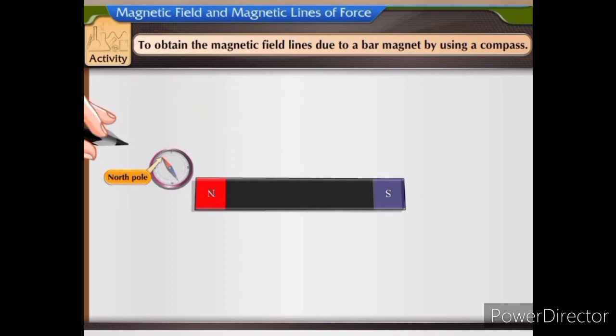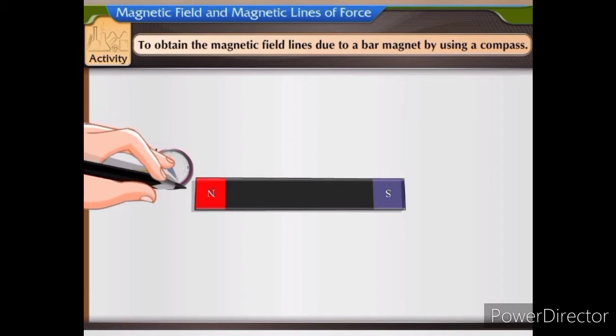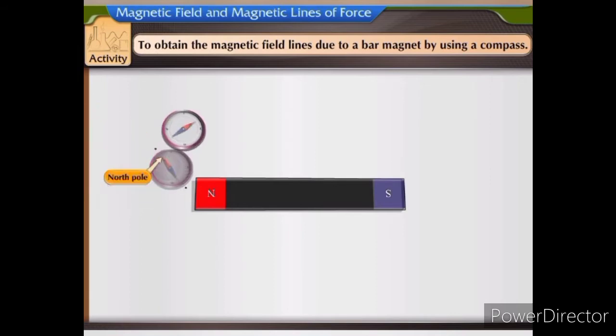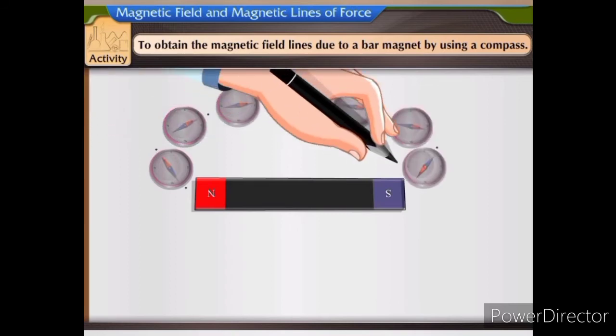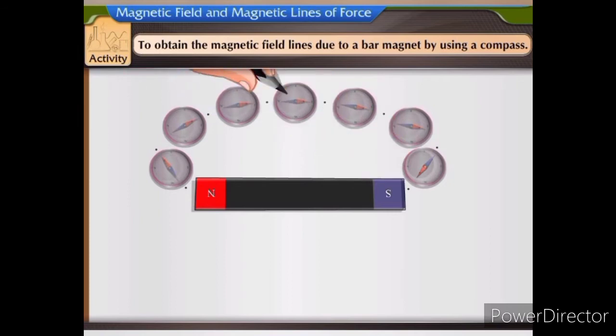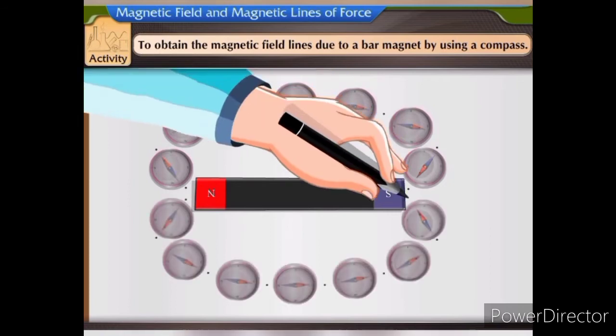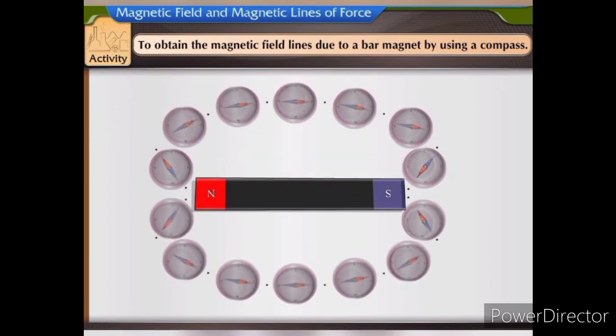Mark a point on the paper at the tip of the north pole. Now, place the compass needle such that the compass needle's south pole points towards this point. Mark another point on the paper at the tip of the north pole. Continue this till you reach the south pole of the bar magnet.